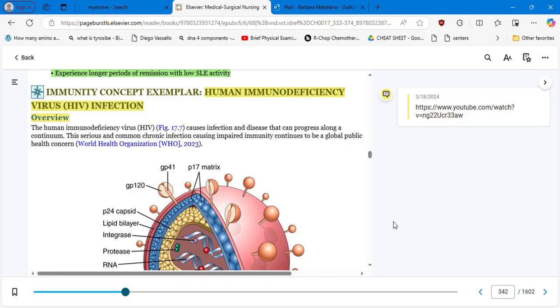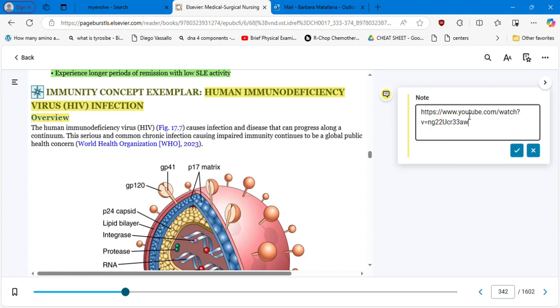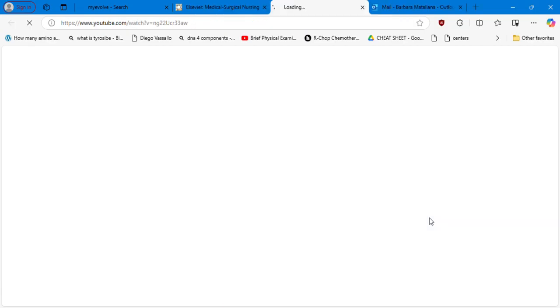We are talking about patients with allergies and immunity conditions, and now we're going to focus on human immunodeficiency virus, HIV infection. This is going to be a little bit of a long video, okay? So let's start with a YouTube video to better understand the condition and to get into the topic. Okay, here we go. Let's watch this video.